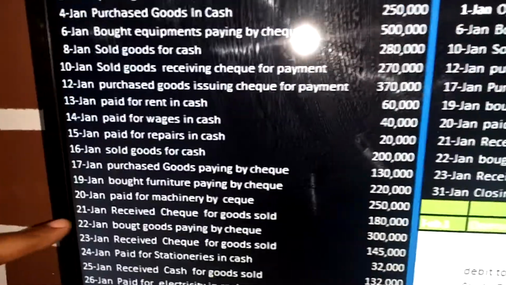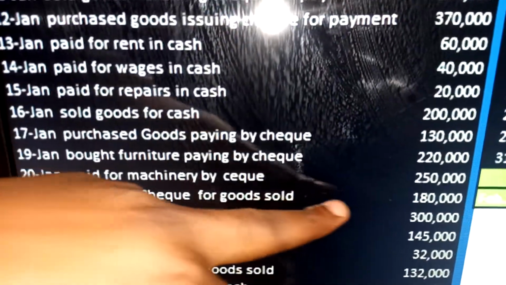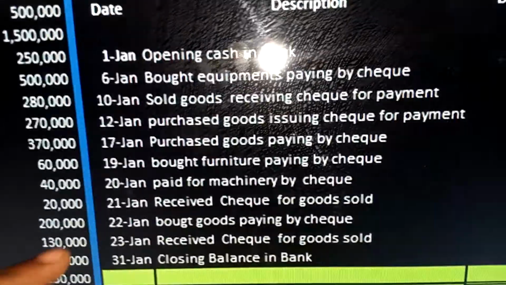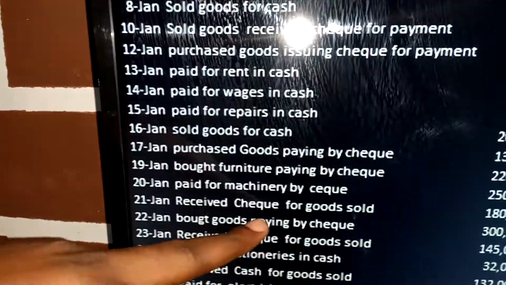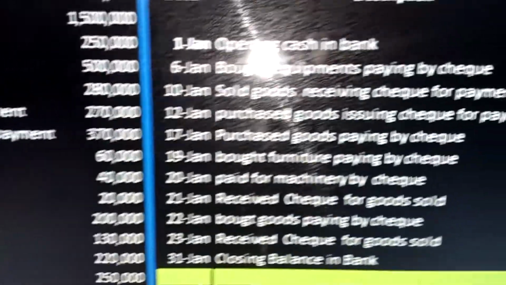So we have 21st, received check for goods sold. That is bank as well. That's the receipt side, 180,000. On the 22nd, bought goods paying by check, 300,000. That is payment and it's bank.